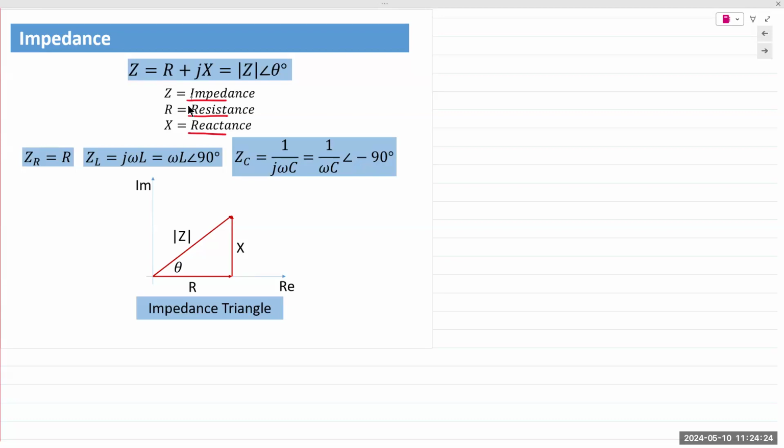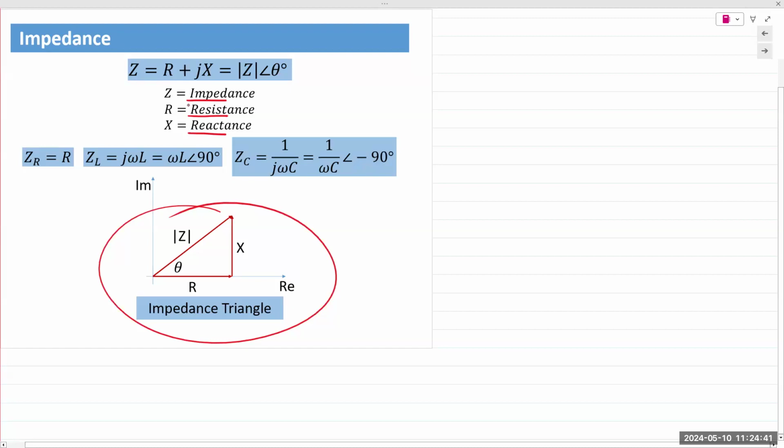So impedance Z is R plus jX. You transform it into the vector, you get the magnitude of Z, and you get a phase angle for Z. If you connect all three, you get what is known as the impedance triangle. Impedance triangle: real axis, imaginary axis, you have the vector. The length of the vector is the magnitude of the impedance, and the phase angle it makes is theta. And the projections of that vector, of course, are the pure resistance R and the imaginary reactance X.